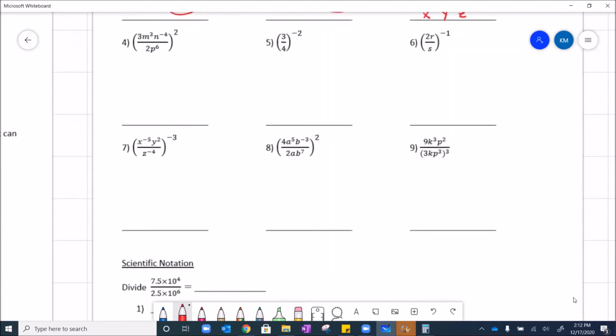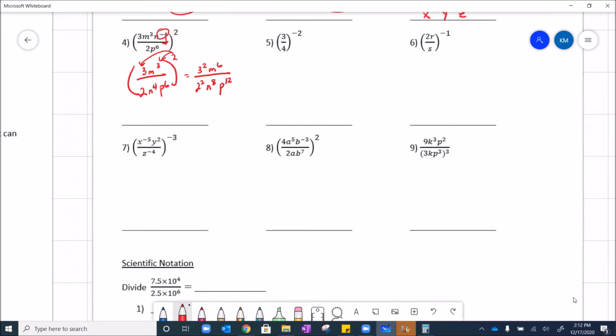Number 4, again, I notice a negative exponent with the n. I'm going to move that down to make it positive before I distribute my exponent. 3m cubed over 2 n to the 4th p to the 6th. Now I'm going to take that exponent 2 and distribute it to everything inside, all of them. So I have 3 squared m to the 6th over 2 squared n to the 8th p to the 12th.